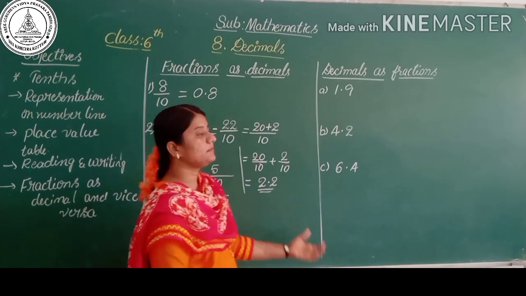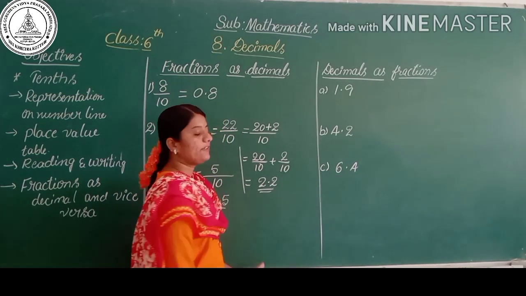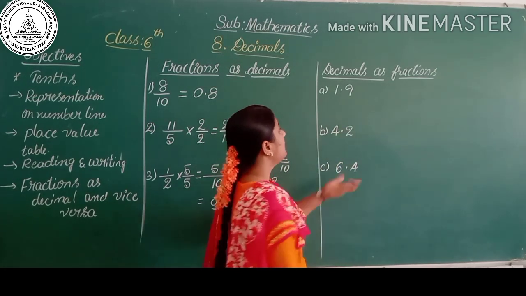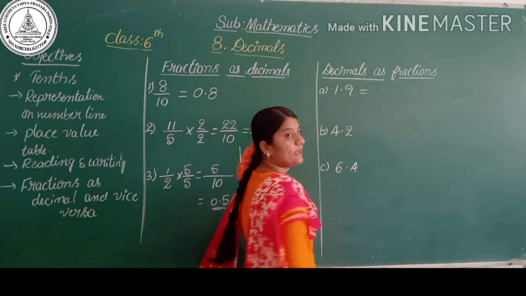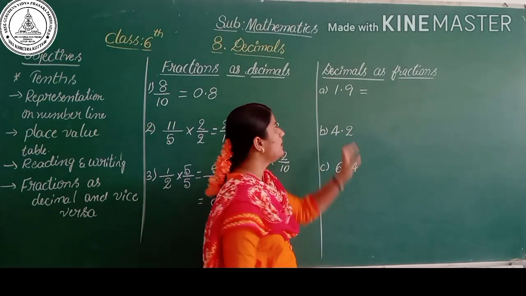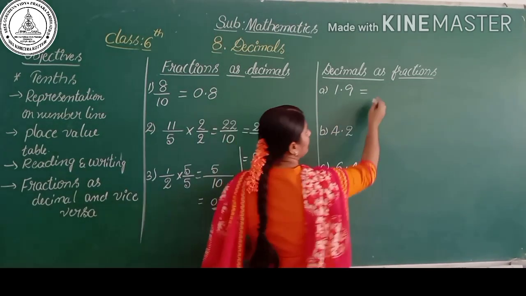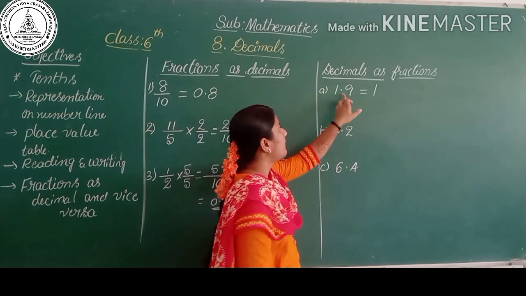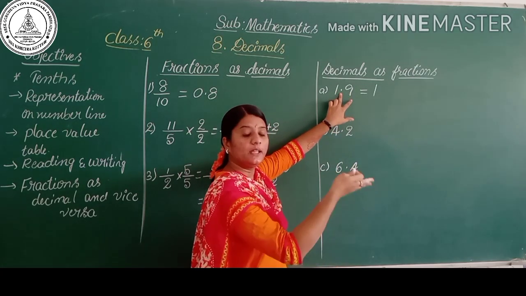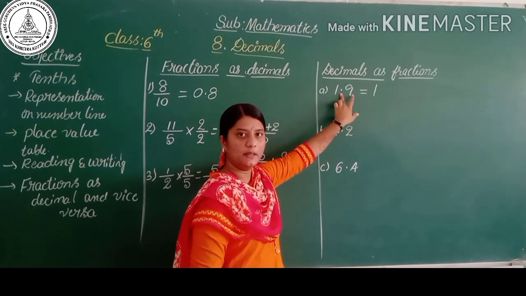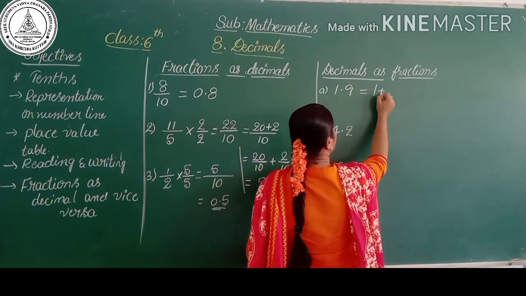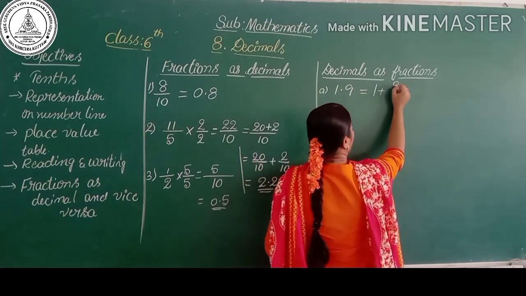Then let's write decimals as fractions. The first example is 1.9. How can we split this number? Here 1 is in the ones place, since the number to the left of a decimal point is the ones place. So write it as 1 and 0.9. The digit to the right of the decimal point is in the tenths place, and it is the decimal part. How can we write this number? So plus, then write 9 as 9 by 10.